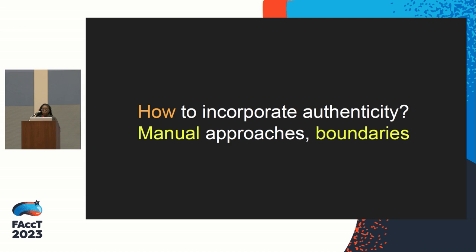And second, although several participants wanted voice technologies to match their speech based on identity characteristics like gender or age or ethnicity, they also described how there should be boundaries of how much identity information users should manually disclose or that machines should be able to learn automatically.